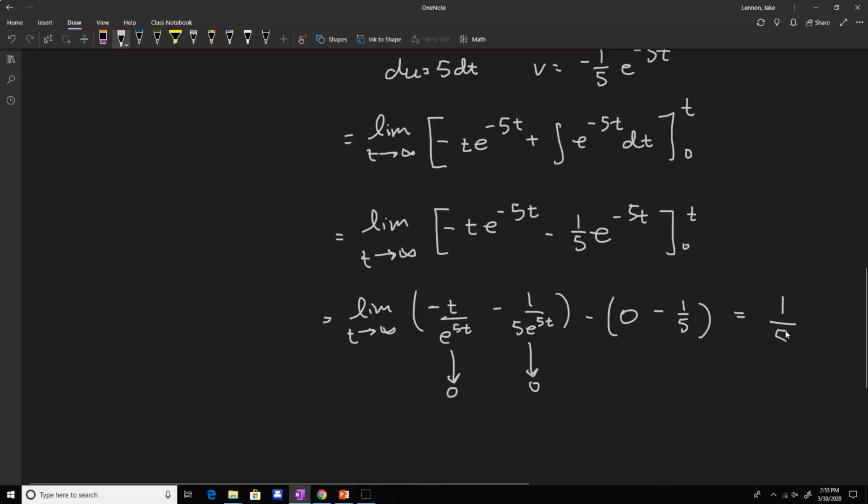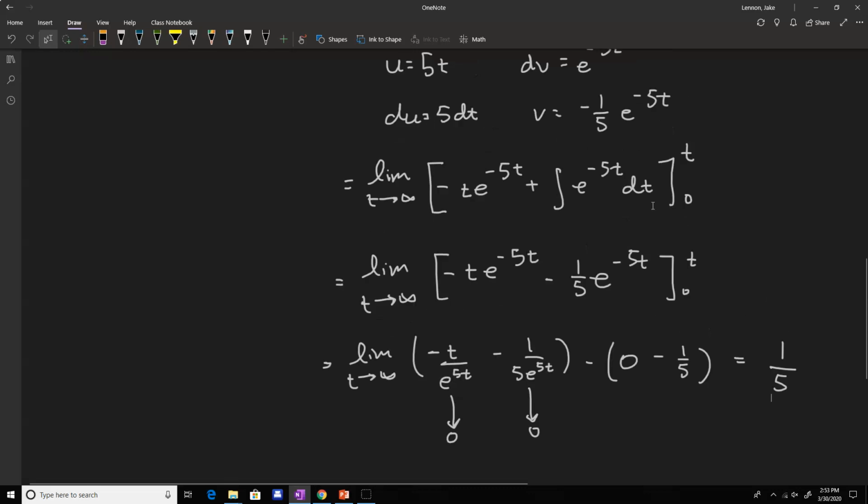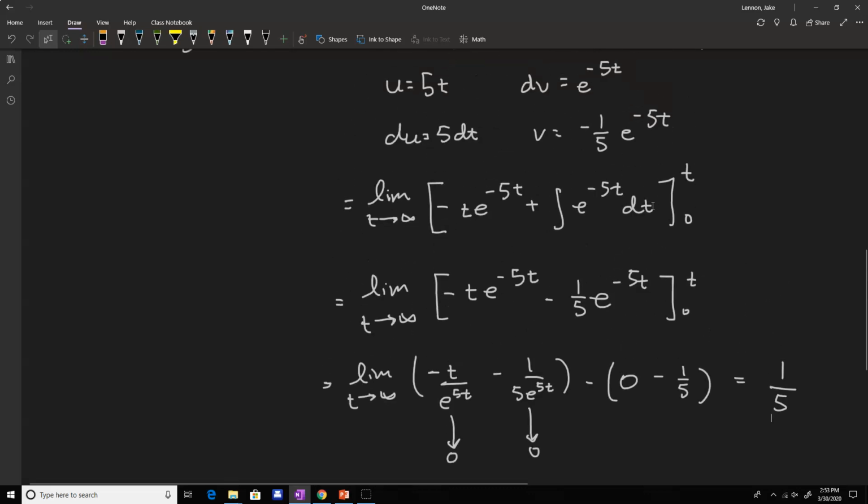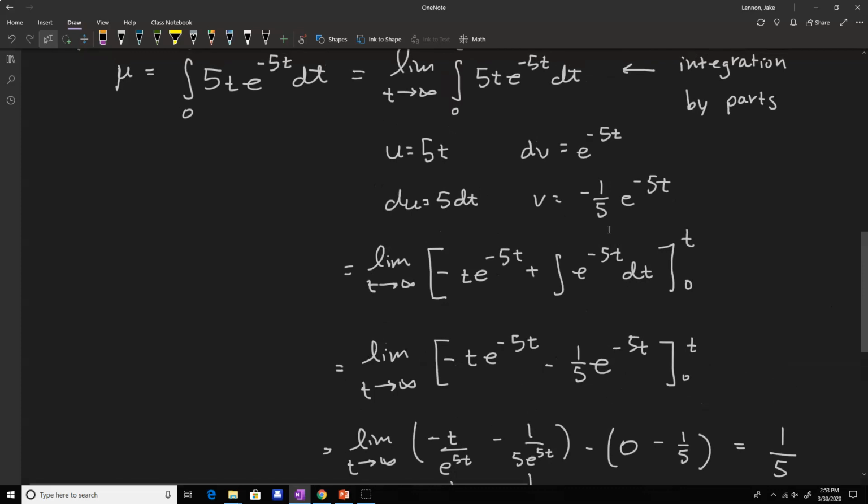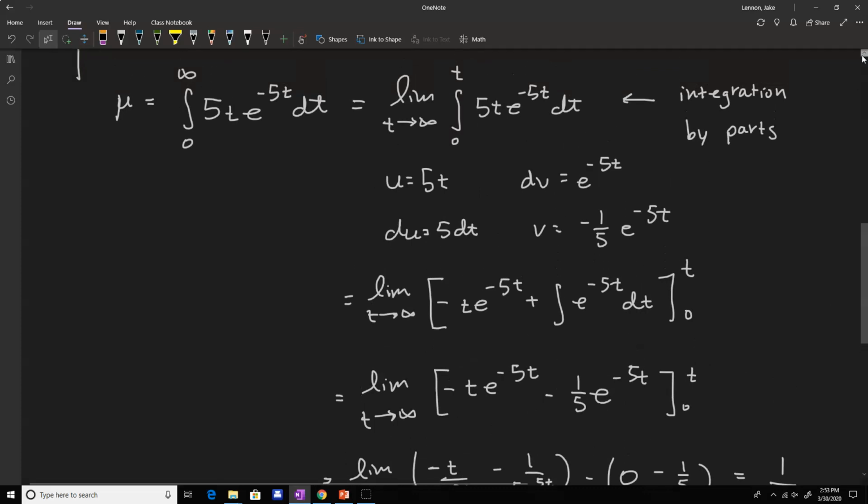And I think somewhere I must have forgot a 5 because this should be coming out to 1. So let's see, where did I forget a 5 at? The integral of v du. So did I forget my initial 5? Let's see. uv, so I have uv minus the integral of v du.